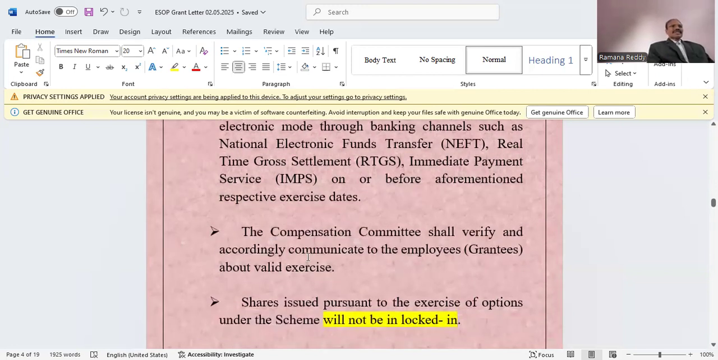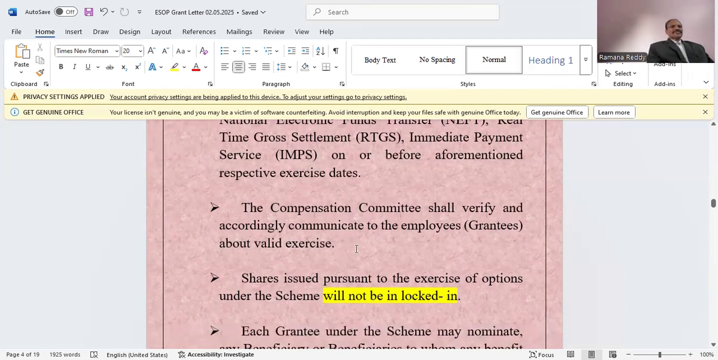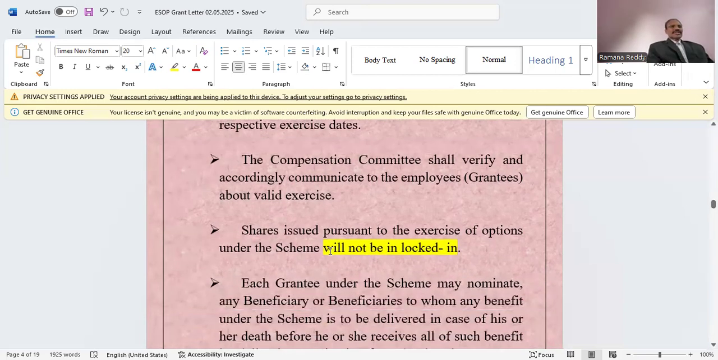The compensation committee shall verify and accordingly communicate to the employee grantee about valid exercise. So he will submit to the compensation committee. He will transfer the money to the company name, whatever account number is given. After receiving, the compensation committee shall verify and accordingly communicate to the grantee, yes, this is valid, so we will allot you the shares.